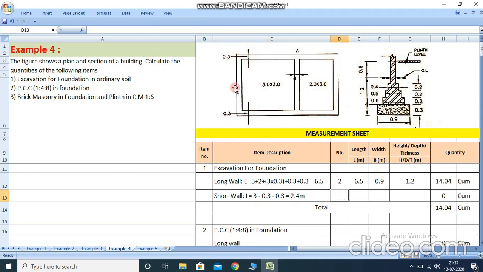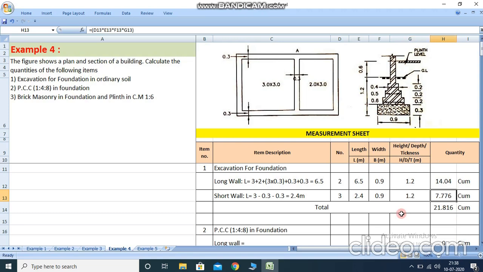So here the short walls are given: 1, 2 and 3. Three short walls are given, so we write the number as 3. Length is already calculated, so its length is 2.4, and the width is given. The excavation width is 0.9, which is the bottom of the PCC work. So we write here 0.9 meter, and the depth of the excavation from the ground level to the bottom of the excavation or PCC work is 1.2 meter. So write here 1.2 meter.